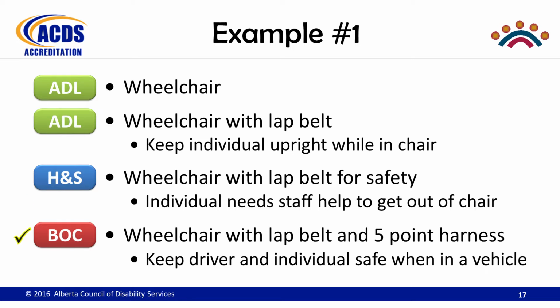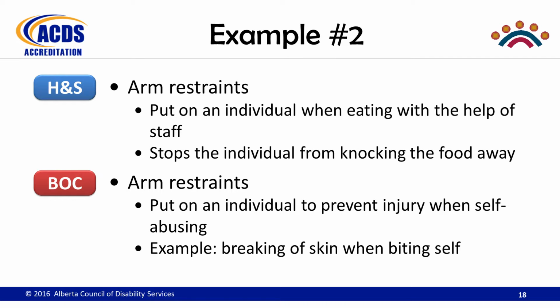If there is an identified behavior of concern, such as hitting or distracting a driver, a 5-point harness would be used, and that would fall under the behavior of concerns category. In this example, the use of arm restraints may fall under either the health and safety or the behavior of concern category. The reason for the restraint is what is important.